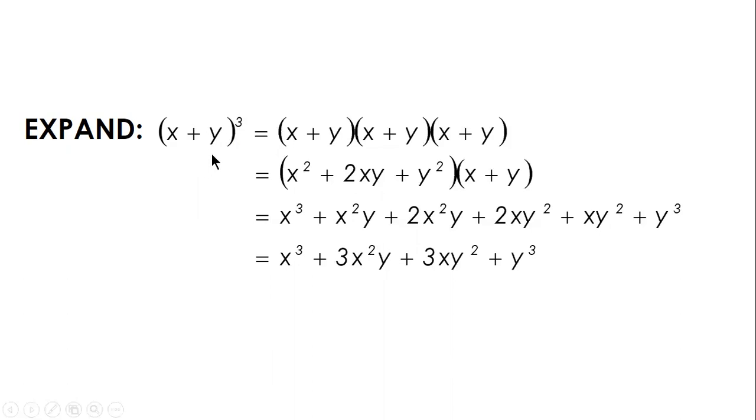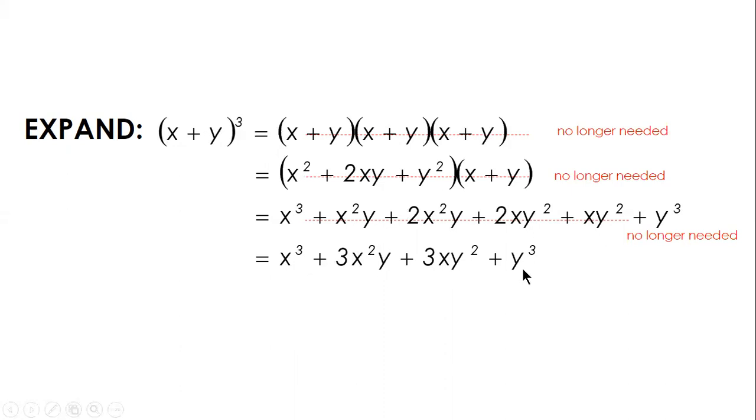So, what I'm going to share with you is a direct solution, wherein if you are asked to expand this one, these steps are no longer needed. So when you expand x plus y to the power of 3, the direct answer is this.